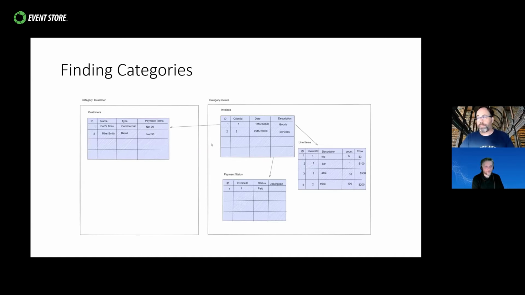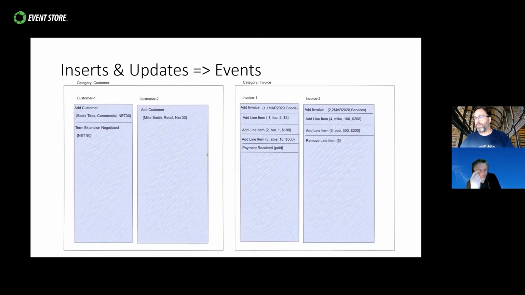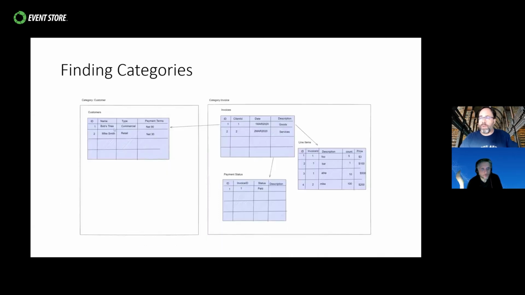May I just have one comment on the next slide? Sure. When you look at term extension negotiated, the operation on the database would probably be update customer set the term where ID is one. So you see it here, right? The default terms in this are net 30. And customer one has net 90.